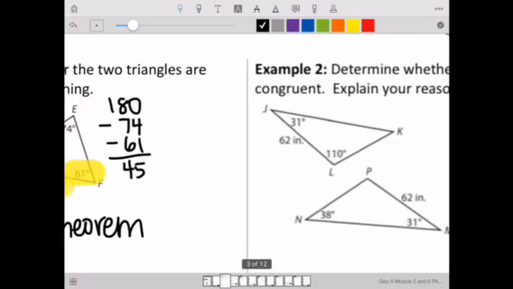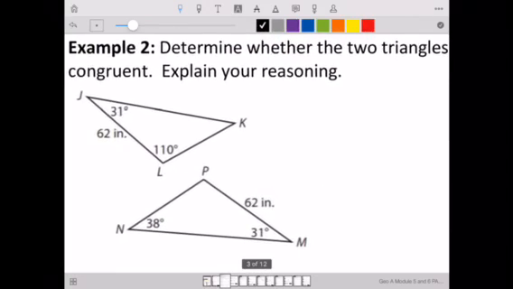Let's look at example number 2. Very similar here. Let's see what we have matching. Well, we have an angle, the 31 degrees. We have a side length, 62 inches. To be able to use ASA, or angle, side, angle, I would also need this 110 to match up with this angle P. But again, we'll have to work backwards.